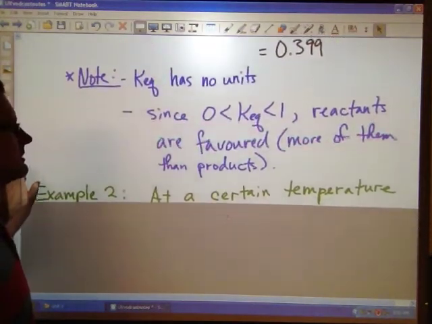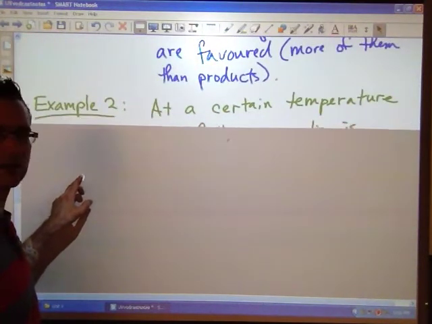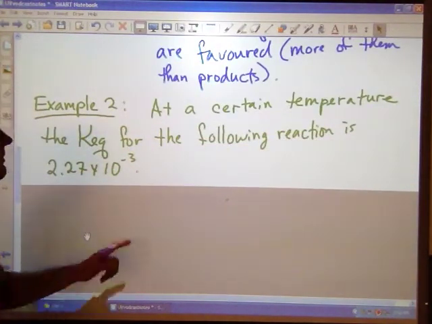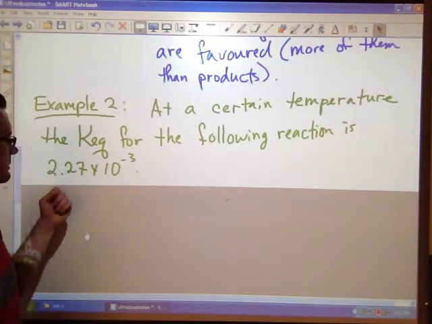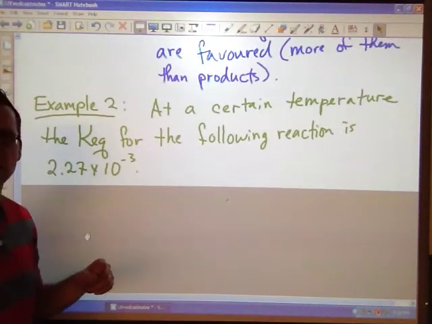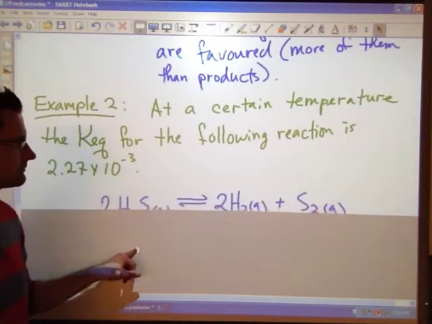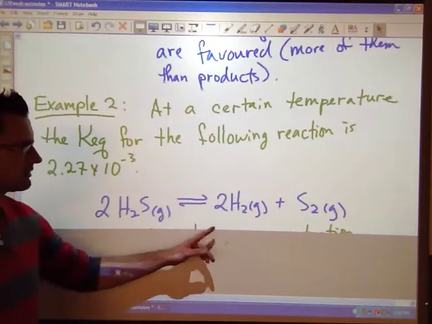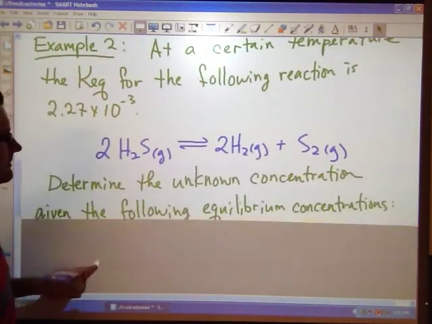The second example I want to do deals with something different: giving you the KEQ value and you figuring out one of the equilibrium concentrations. So at a certain temperature, the KEQ is known to be, for this reaction, 2.27 times 10 to the minus 3, a really small number, decimal 0.00227. So you can see that reactants are favored in this one because that's such a small value. And here's the equation for this reaction: 2H2S in equilibrium with 2H2 and S2.